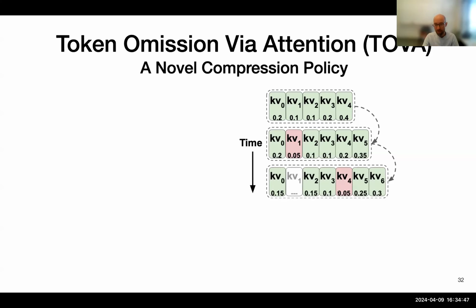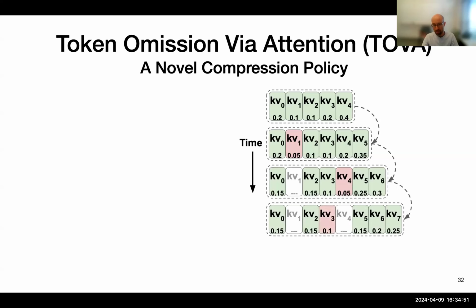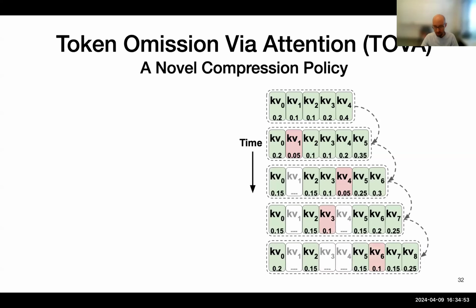You see this is grayed out, so this is not kept in memory. And again, we repeat this process. This time, this is the one with the lowest score, so we drop it. And this one, this is the lowest score, and so on and so forth. Every time we keep a fixed size cache, but we let the approach be fully data driven. We don't keep an initial set of tokens. We don't keep the last set of tokens. We just let the model decide based on what's most important for the last token. These are the tokens that we keep.